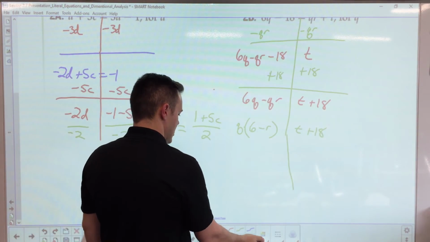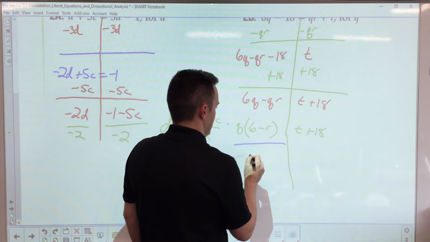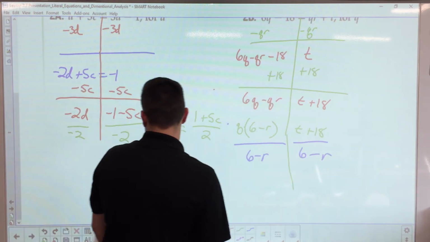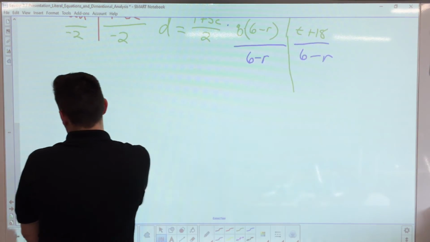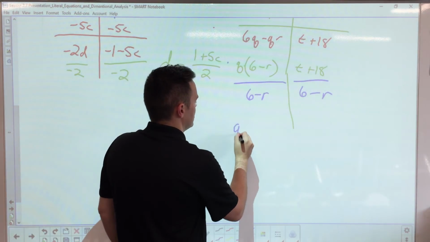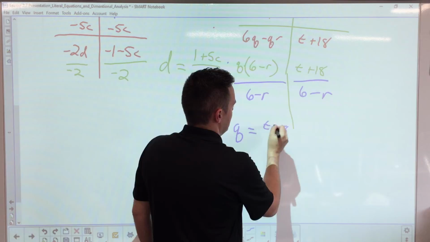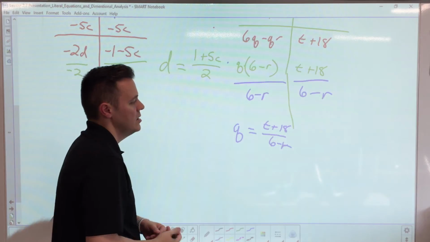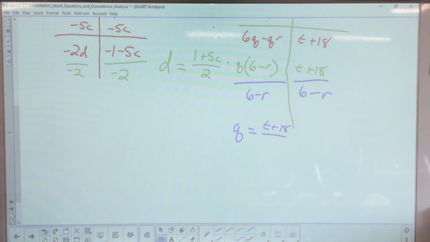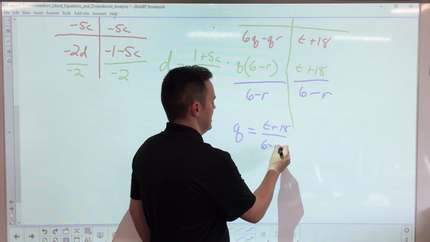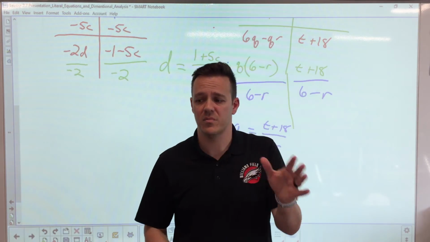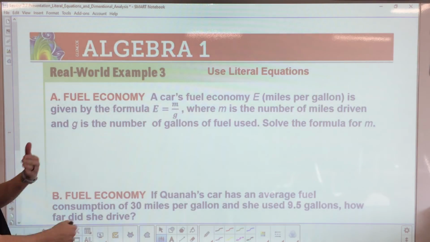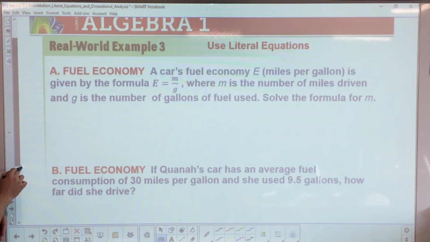Remember, this is multiplication, so let's divide it. Divide by 6 minus R. So you end up, ladies and gentlemen, with your final answer of Q equals T plus 18 over 6 minus R. Sorry, that's a bad R. All right, does that make sense to everybody? Hopefully it does, okay? Make sure you understand the manipulation part and moving things back and forth, and please don't get intimidated by this. If you do, just slow down, breathe, rewind the video, and see if you can actually solve it out, okay?